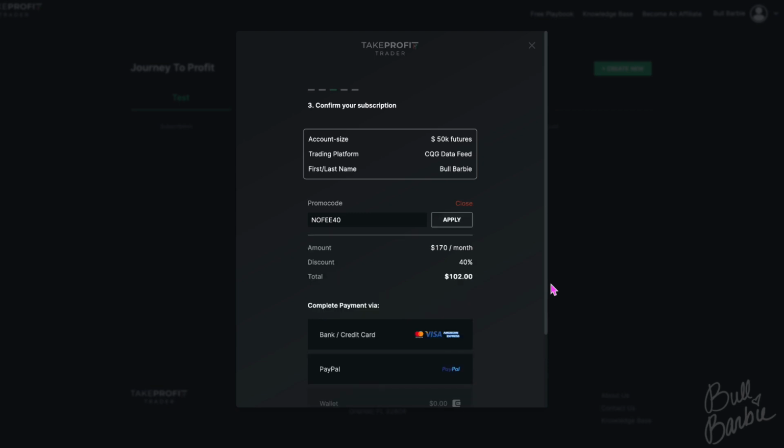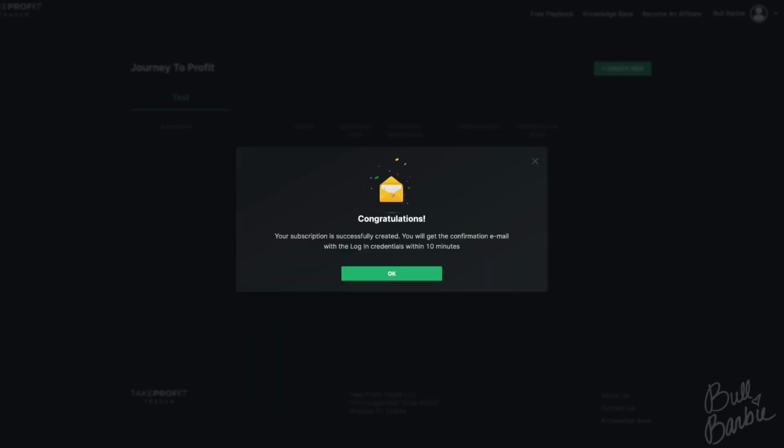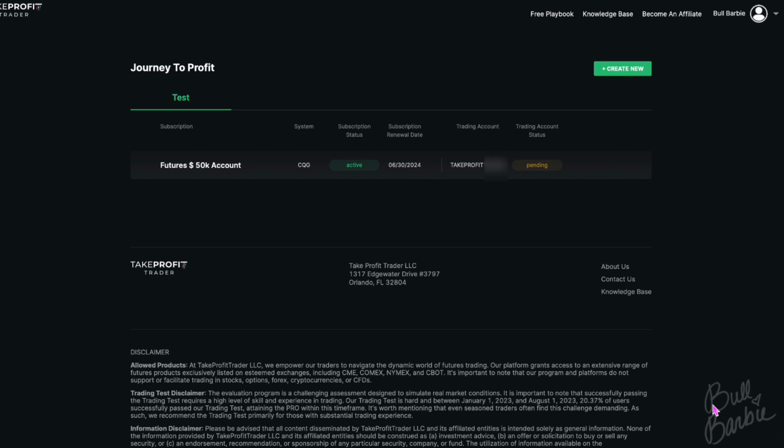So I'm going to go ahead and get this account paid for. And there it is. It's looking all ready for me to use. I guess I'll get an email in a few minutes when it's all activated and ready to go and ready to add on to my NinjaTrader. So I'm looking forward to trying out Take Profit.